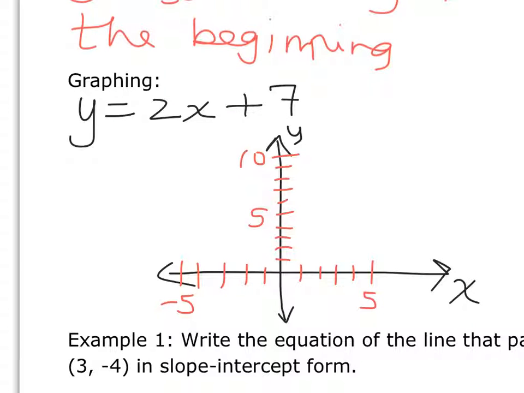All right, so we're going to graph. So where do I begin? At the y-intercept at 7. So that's where I'm going to start. So I'm going to put a point at 7 on the y-axis. So I'm going to go up to 7 and put a point. Is that okay so far? Do I need a pause?